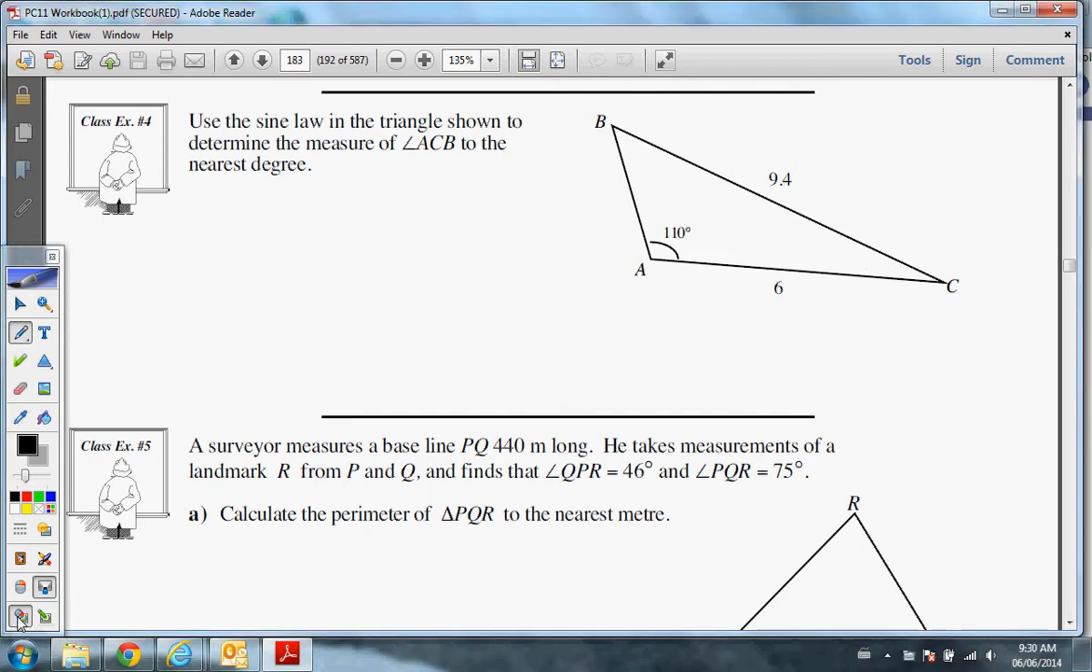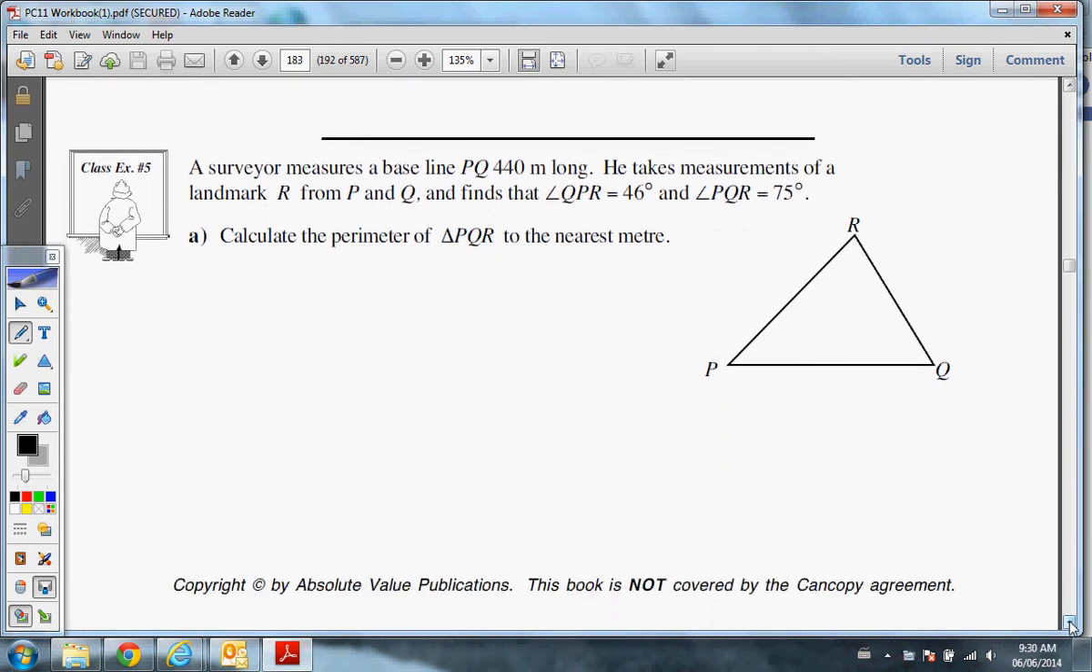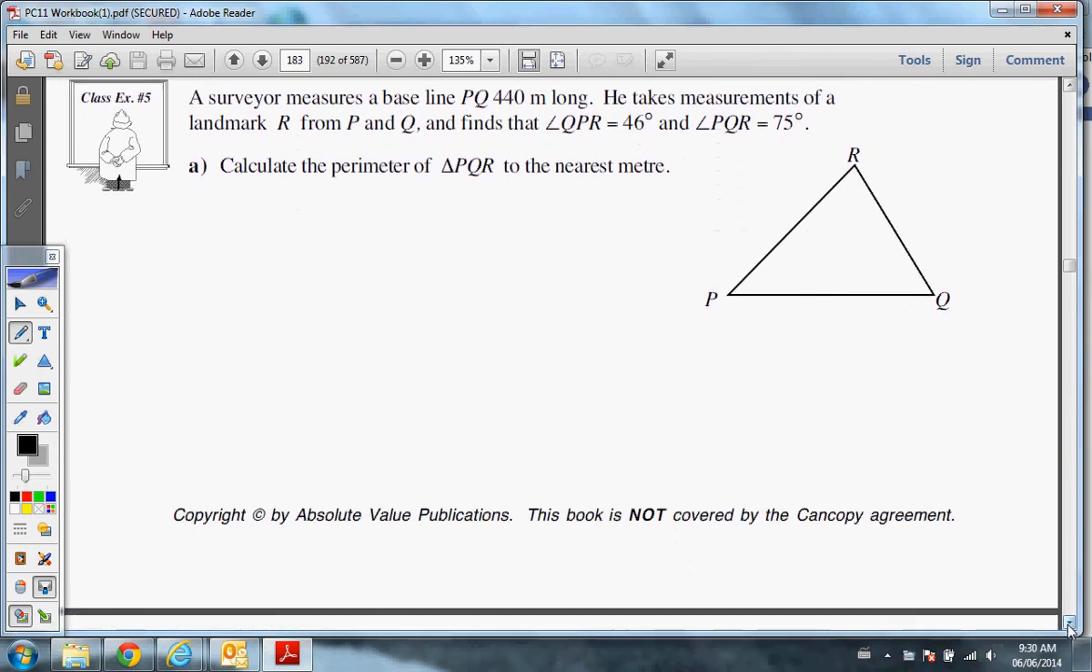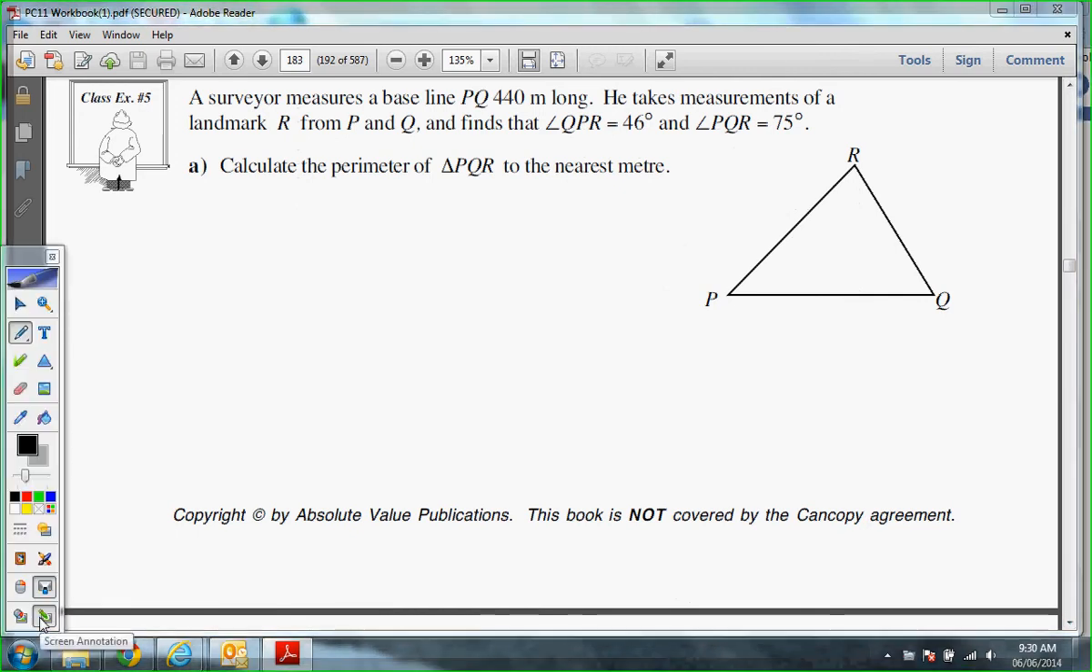Well, actually, 1 more, and then it's part B's on the next page. All right, a surveyor measures the baseline of PQ 440 meters long. So we know PQ is 440. He takes measurements of a landmark R from P and Q and finds angle QPR is 46 and angle PQR is 75.